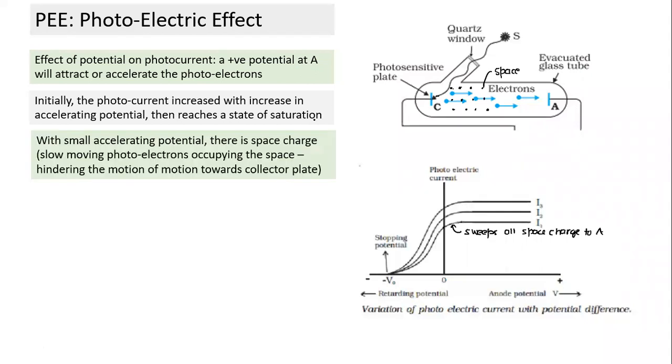So how do you define saturation? With a small accelerating potential, there is a space charge, slow moving photoelectrons occupying the space. They hinder the motion.